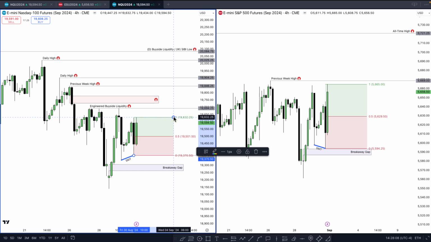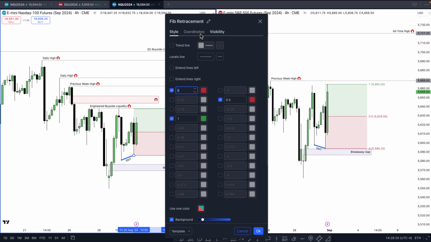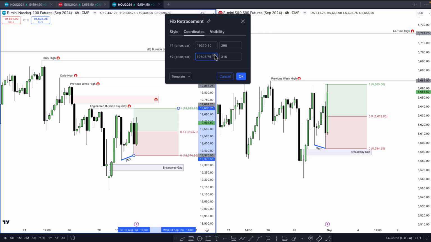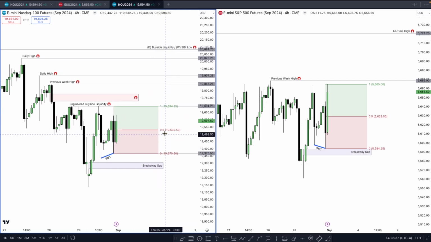And then also, if this is the engineered buy side liquidity, let's get this exact level, 19,694.25. Let me adjust this. Okay, this is your implied dealing range, so you can refine the equilibrium level a bit. So if here the market comes down to, you can see the equilibrium level of 19,532.50. That's the implied dealing range equilibrium. So if we come down to here, I'll still be watching to see if we get reversal signatures back up here. That's how I'm utilizing this.